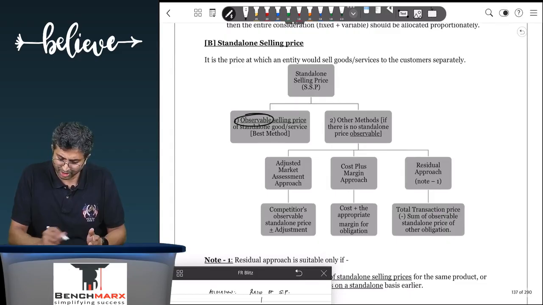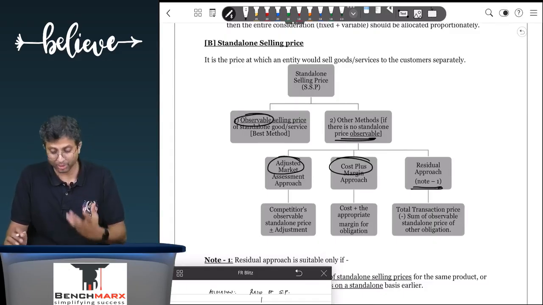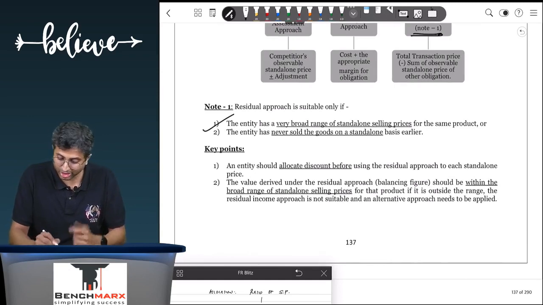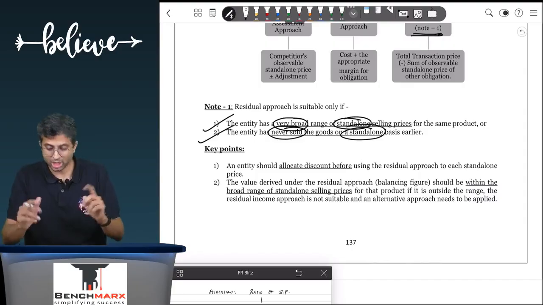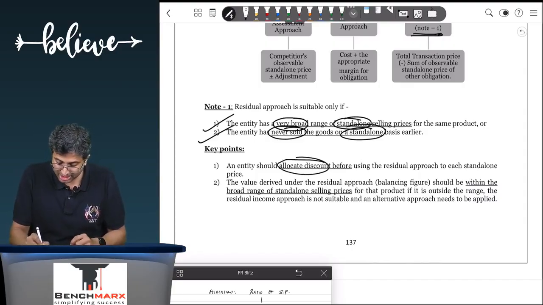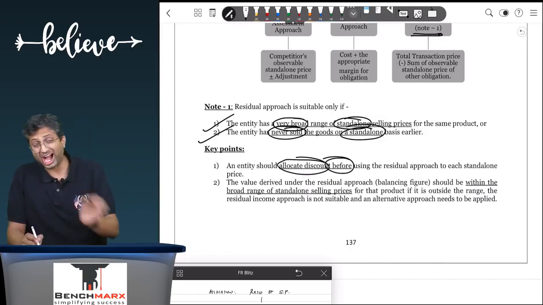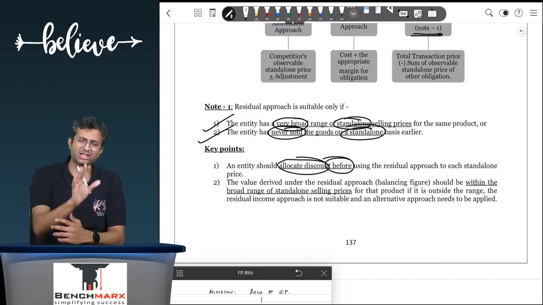Standalone selling price is preferably the observable price, and if that is not observable, then adjusted market price or cost plus margin, or even the residual approach, that is a balancing figure. While doing the residual approach, you have to ensure that you can use this if the entity has a very broad range of standalone prices, or the entity has never sold the goods on a standalone basis, in which case a residual approach can work. While doing so, you have to remember that you first allocate the discount before the residual approach is applied, and the amount after. All of this, that is a balancing figure that you get, should be an amount that an entity reasonably expects to receive.